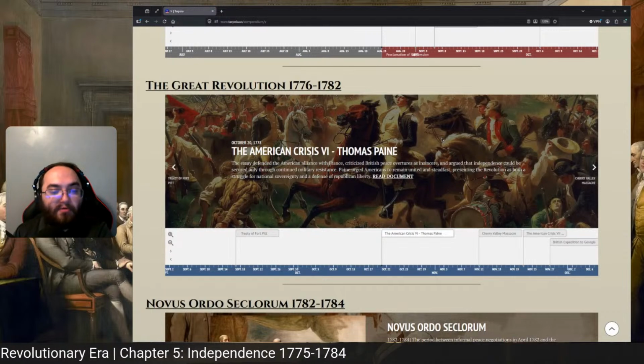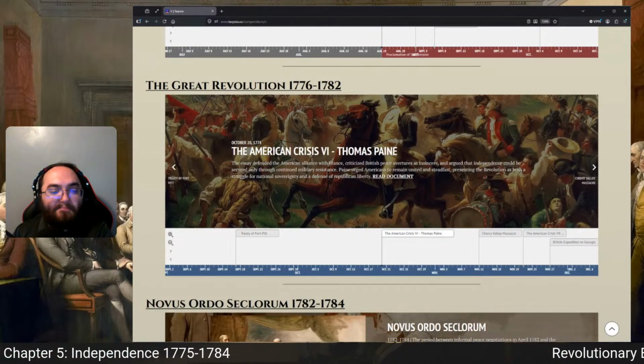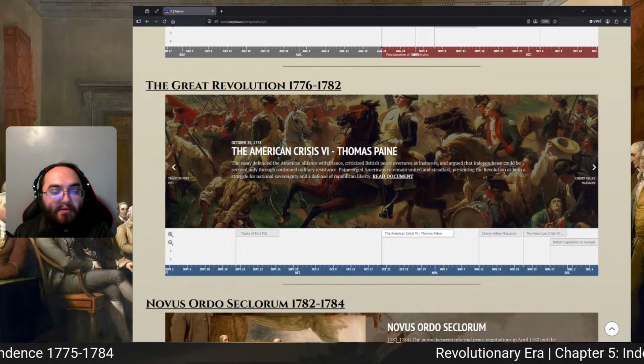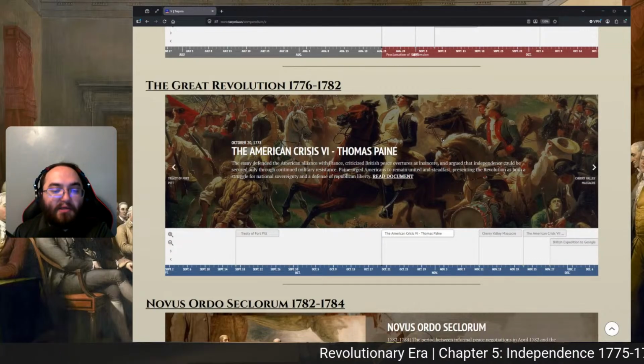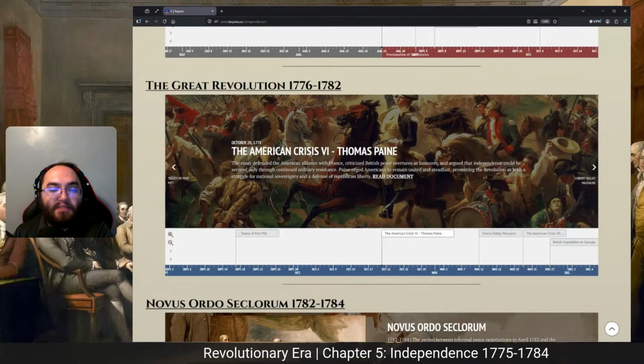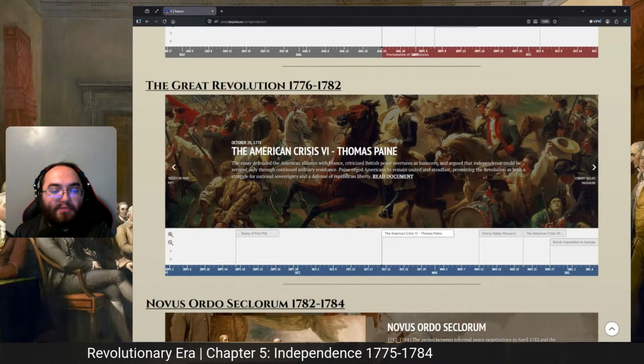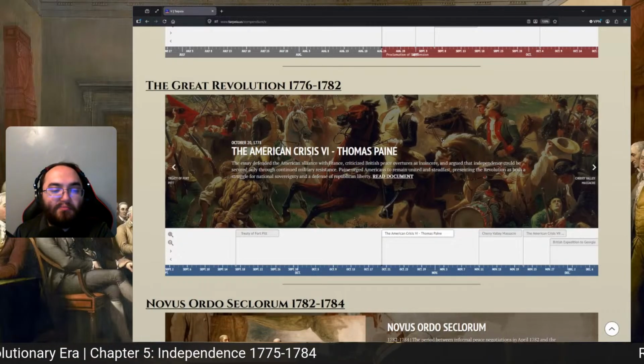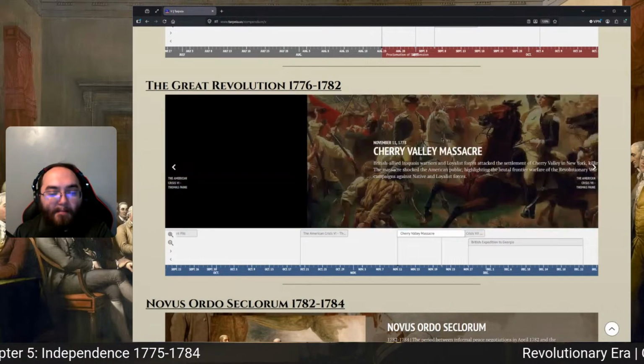Thomas Paine will write American Crisis Number 6, where he defended the American alliance with France and criticized British peace overtures as insincere, and argued that independence could be secured only through continued military resistance.